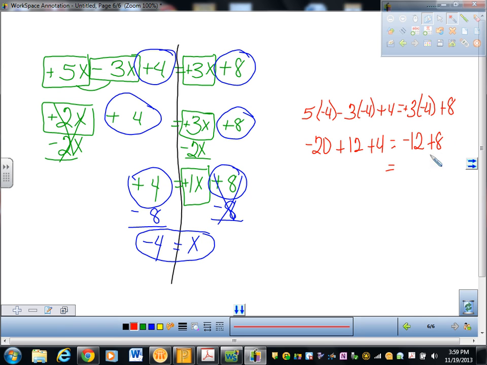Okay, this side's easiest, so let's do that first. Negative 12 plus 8 is going to be negative 4. Over here, I've got this 12 and that 4 there. So 12 and 4 is going to be 16, and that's positive, plus negative 20. Okay? And then negative 20 plus 16 is going to be a negative 4, and negative 4. They meet together, they check out, which means that my answer is correct.